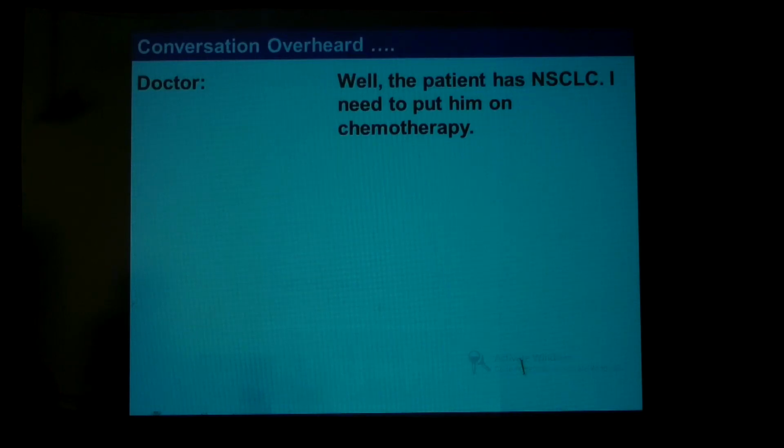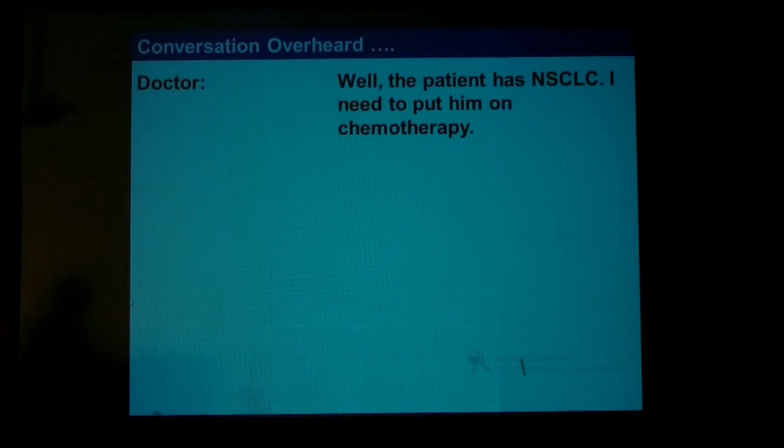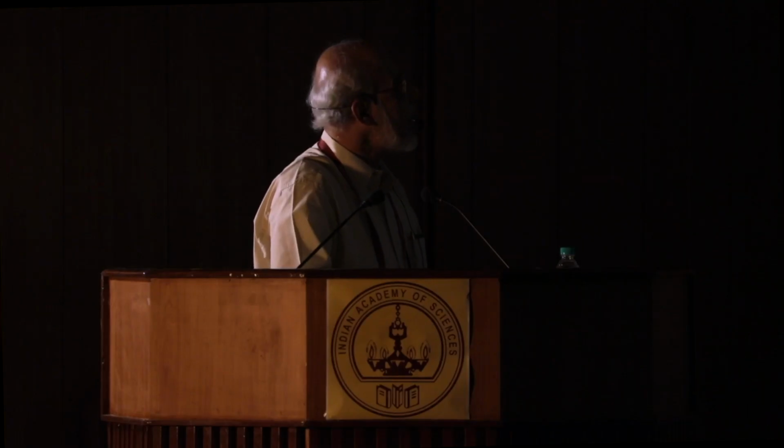The doctor says, well, the patient has non-small cell lung carcinoma. Don't even worry about what non-small cell is. The patient has lung cancer. I need to put him on chemotherapy.